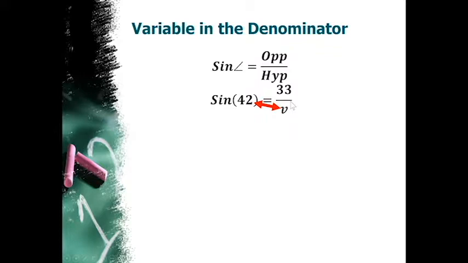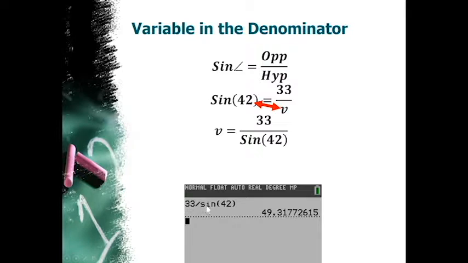Everything is still lined up perfectly if we exchange things diagonally. So that's how we end up with this result down here. So you'll hear me talk about doing a diagonal exchange, and that's exactly what we're talking about. Now what that also does for us is it gets the v by itself. So now we can just take our calculators and type in 33 divided by the sine of 42, giving us 49.3 for our answer.